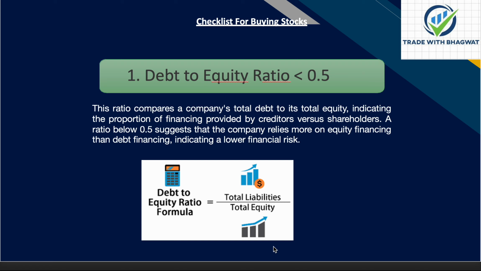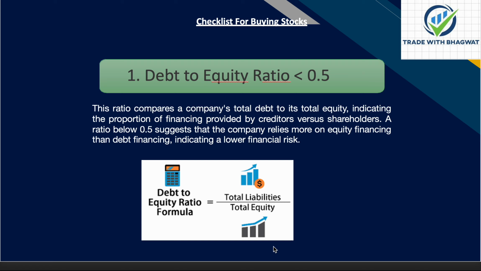And a ratio below 0.5 suggests that the company relies more on equity financing than debt financing. That means the company has lower risk. Obviously, if you have lower debt compared to equity, that's good. You can see the formula almost all over the slides. You'll find the formulas, so don't worry about it.